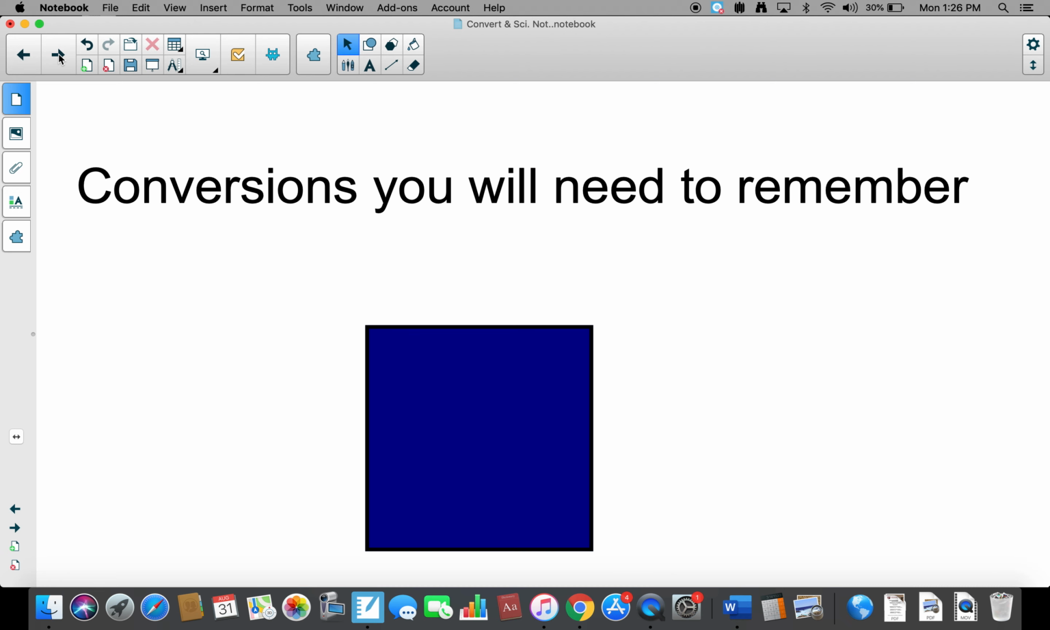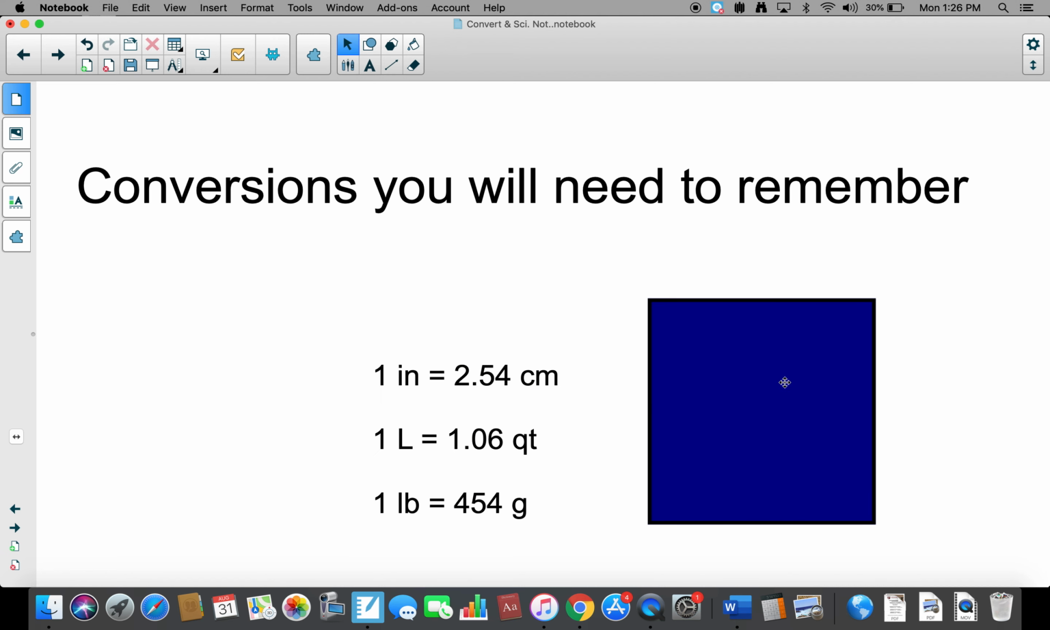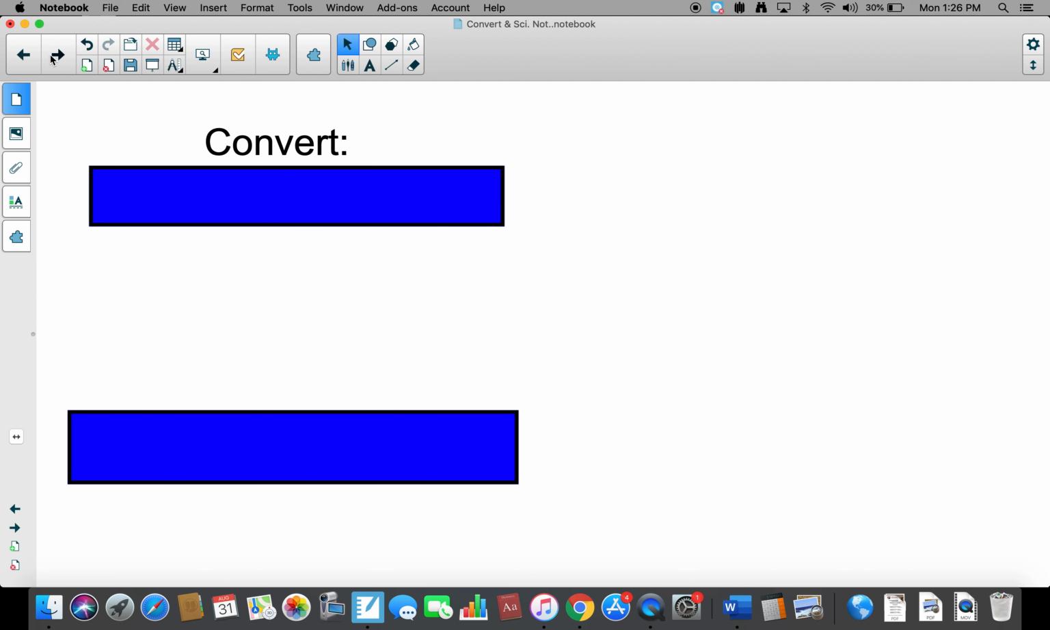Now there are 3 specific converters we're going to use between English and metric. 1 inch is 2.54 centimeters, 1 liter is 1.06 quarts, and 1 pound is 454 grams. I know there are other conversions, but I'm going to require these so that we all do the same process. So let's look at a couple problems.